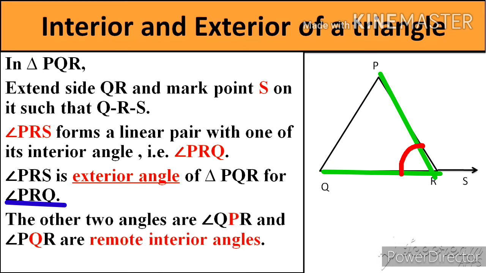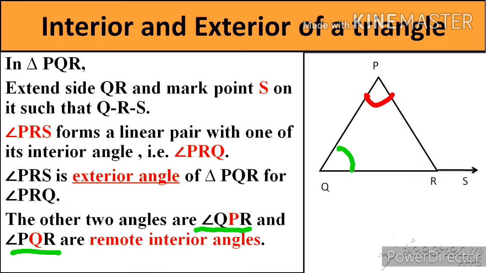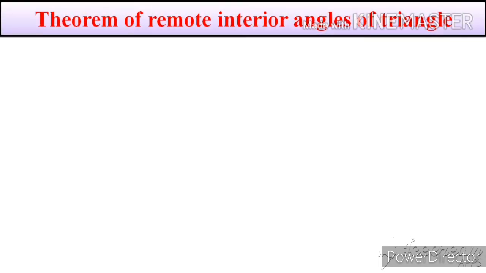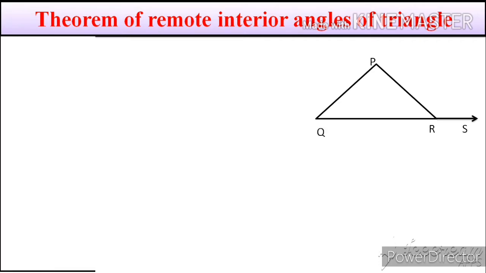The other two angles, angle QPR and angle PQR, are remote interior angles of a triangle. Here you have seen interior and exterior of a triangle. Students, now we will see the theorem of remote interior angles of a triangle.